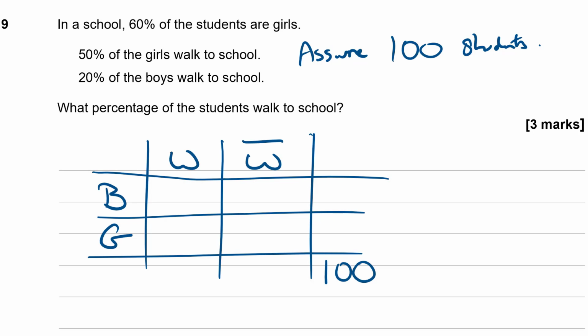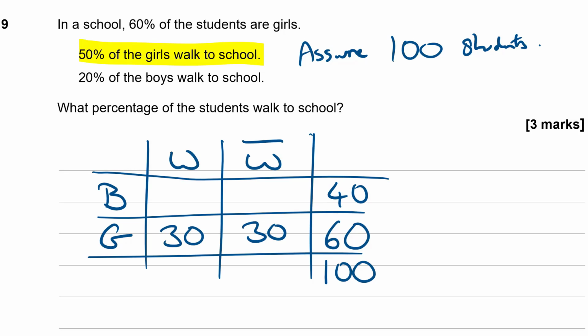Now we are told that 60% of the students are girls. So that means the total number of students that are girls are 60, and that means there must be 40 boys or 40% boys. Now, next we're told that 50% of the girls walk to school. So there are 60 girls altogether. So 50% or half of them walk. So that's going to be 30 there. So if 30 walk and there are 60 altogether, 30 don't walk.